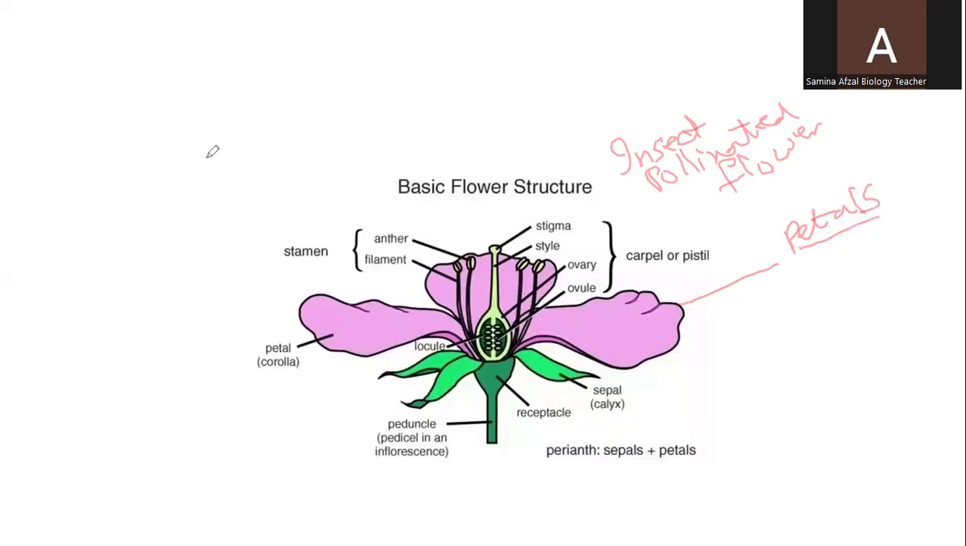So we will discuss the different parts. First of all, we will start from the pedicel in an inflorescence. You can say this is the flower stalk. Receptacle, you can say, is a little wider than the stalk, and on it the ovary is arranged. Then the sepals, collectively called the calyx. Then the corolla. These are the petals. All petals are collectively called the corolla.